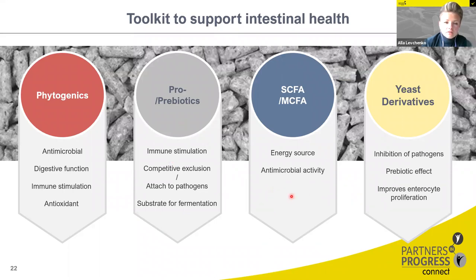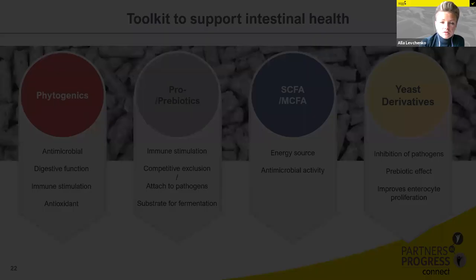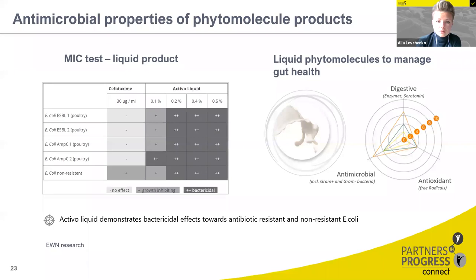For the short chain and medium chain fatty acids, they are often used as a fat source or energy source in the feed, and at the same time, they can have quite strong antimicrobial effect, depending on the inclusion and also on the type and the length of the fatty acids that are present in the mix. Yeast derivatives have the properties of inhibiting of the pathogens. They sometimes have prebiotic effect, and some studies showed improvement with enterocyte proliferation. So these are the four main groups. We will look into more details into some of the effect of the products from the phytogenic group, or phytomolecules, as we also call them.